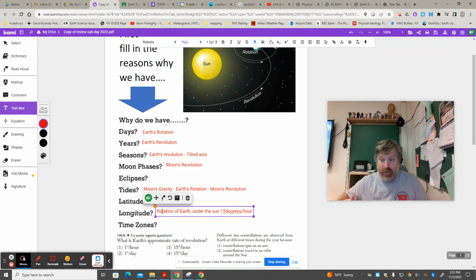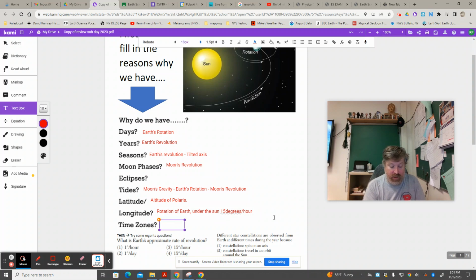And the invention of clocks, chronometers that could work out at sea, actually made mapping what it is today. So yeah, as we spin underneath the sun, that is what gives us our longitudes. It's a little trickier to figure out. And along with that, the time zones will go with longitudes.